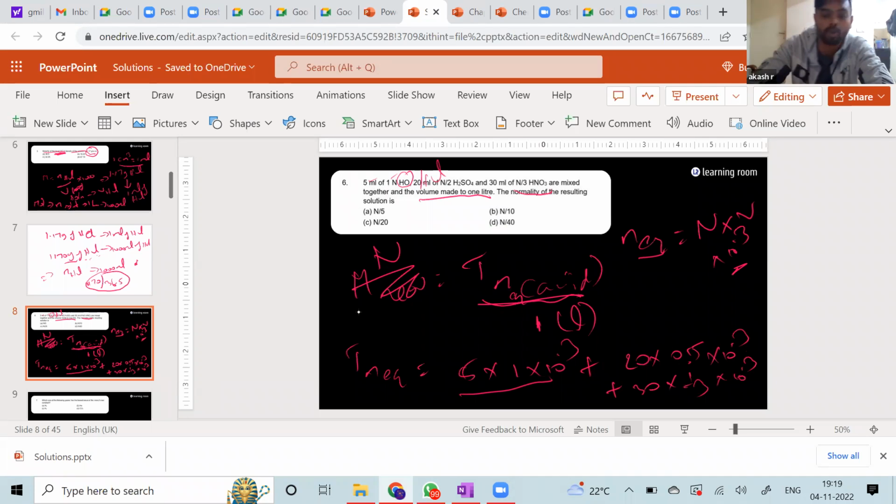Sir, the options are N by something, so how do we calculate? Here we'll get only values. So if I say N by 5, that is nothing but 1 by 5 N. If it is N by 10, that is 1 by 10 N. Understood? Like we went for the same thing. N by 2 means 1 by 2 N. N by 3 means 1 by 3 N. That's what we took in the calculation also here.